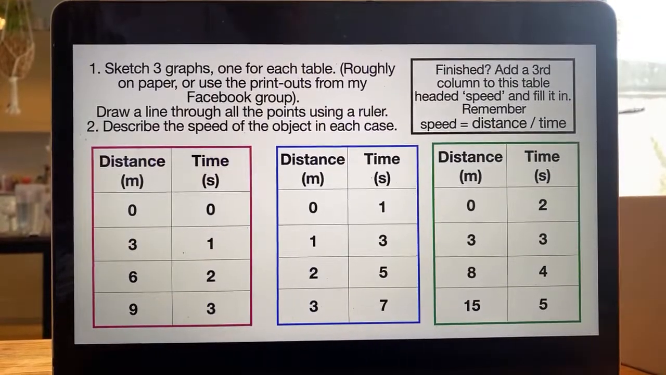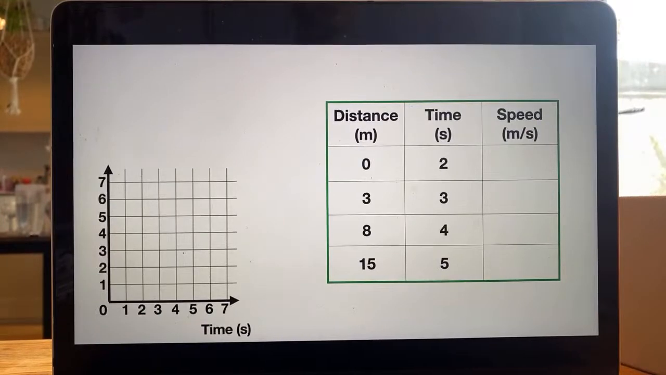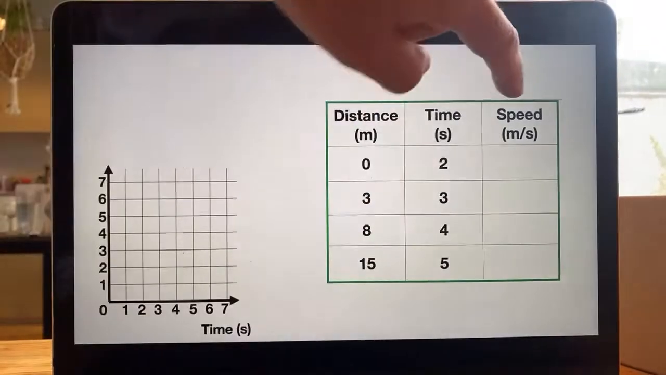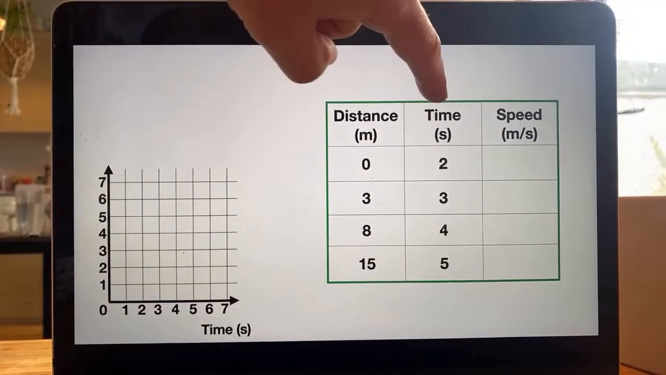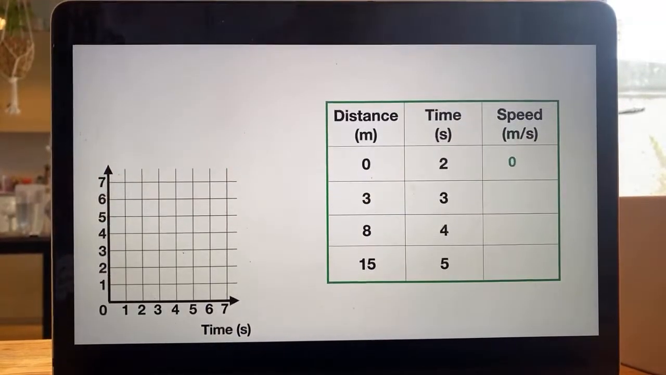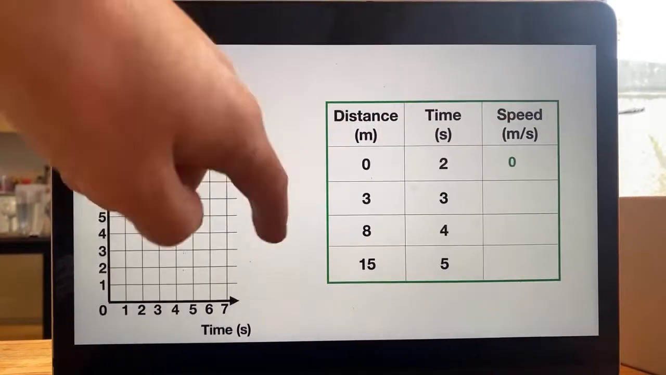Okay, so I asked you if you had time to put in a speed column here. So then we've got speed. So what can we do? Well, finally, we can start thinking about the speed time graph, which is the topic of this whole lesson. You've got everything you need to find the speed, because you know that distance divided by time equals the speed. So 0 divided by 2 is 0. Make sure it's meters per second, obviously, because we're dividing meters by seconds.